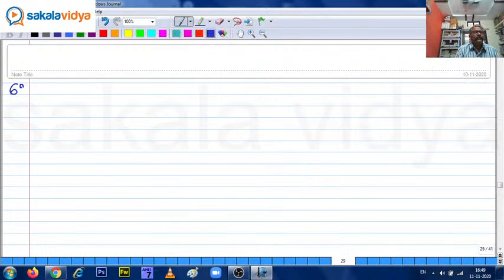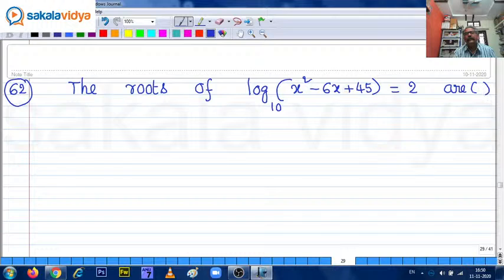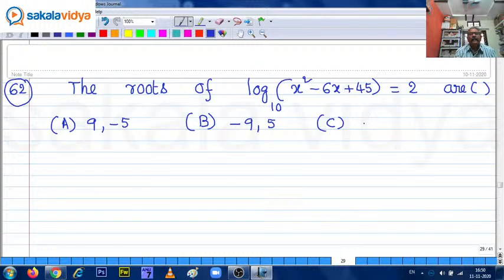Question number 62. The roots of log of (x square minus 6x plus 45) to the base 10 equal to 2 are: option A, 9 comma minus 5; option B, minus 9 comma 5; option C, 11 comma minus 5; option D, minus 11 comma 5.